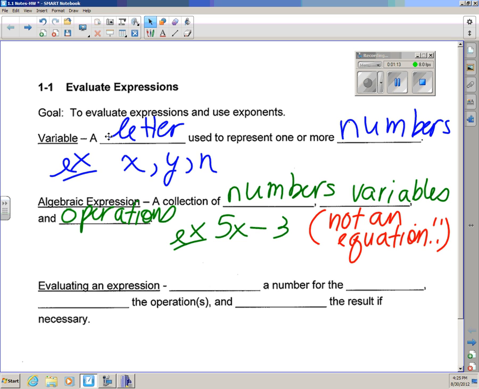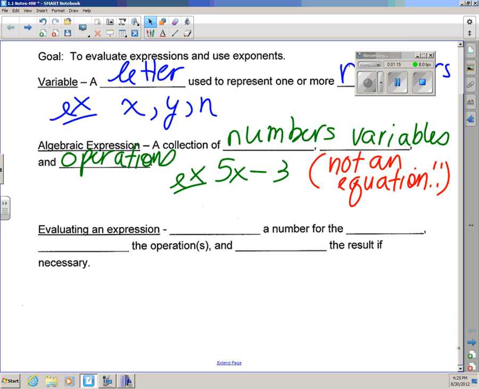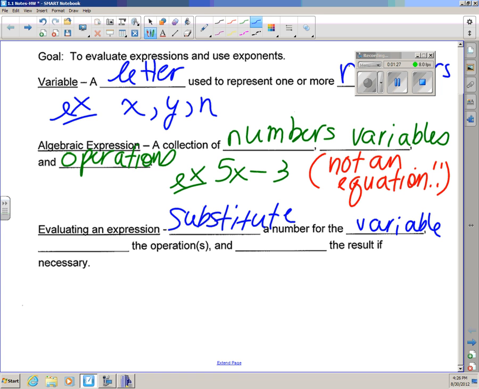When you evaluate an expression, what you want to make sure that you do is that you substitute a number for the variable. You're going to perform the operation or operations, and then you're going to simplify the result if necessary.